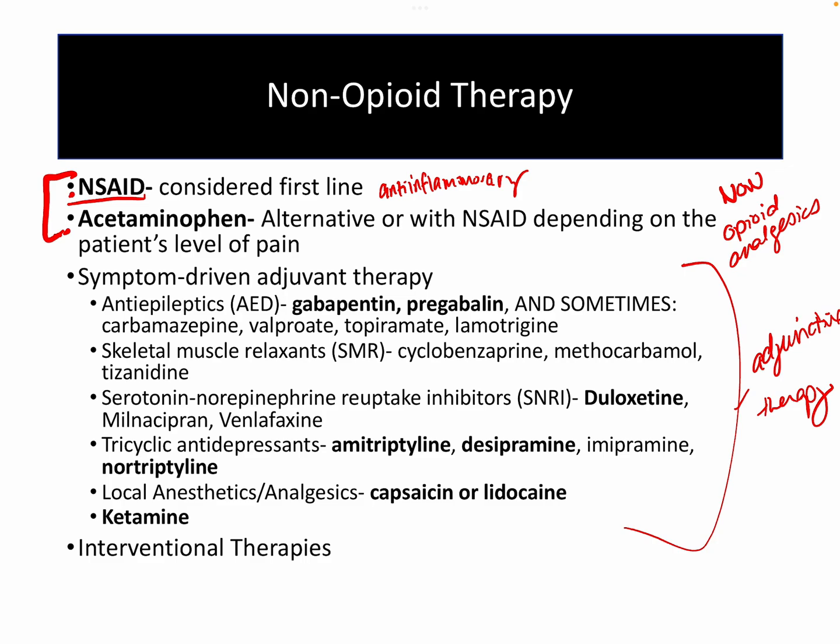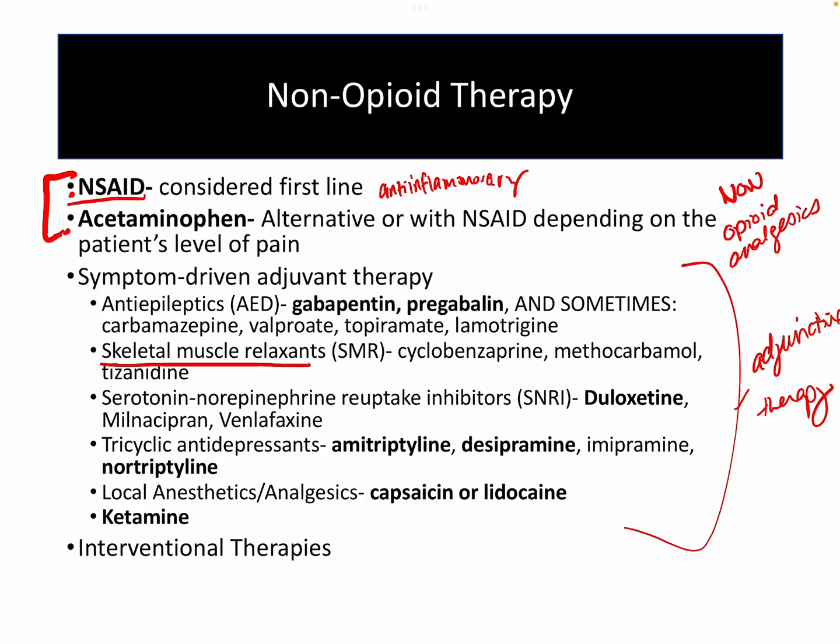Then you have symptom-driven adjunctive therapy, as I mentioned before. This can include things like gabapentin and pregabalin and some anti-epileptics. These are primarily used for neuropathic pain. However, some patients do find benefit in these agents in nociceptive pain. Skeletal muscle relaxants, as mentioned before, can be used especially in lower back pain or as a third line in chronic pain.